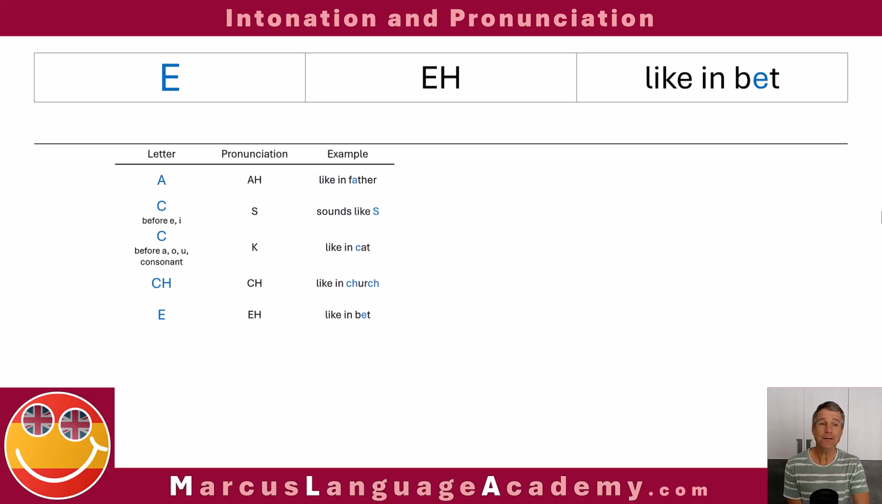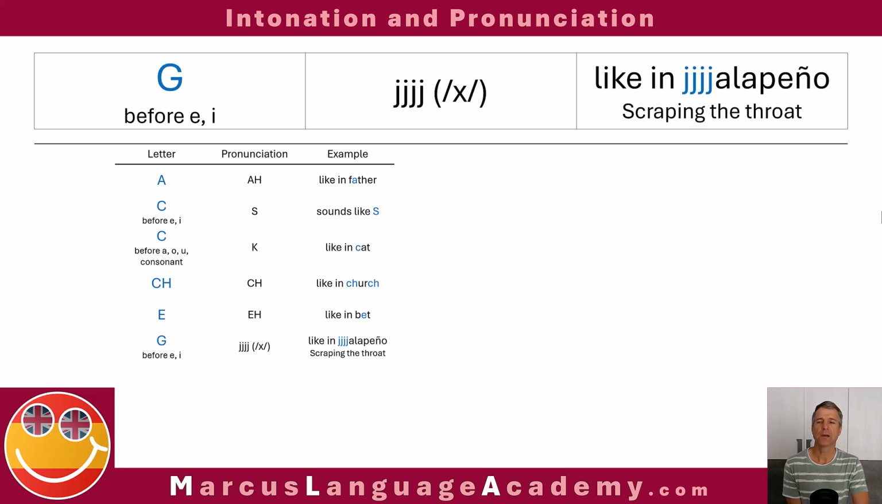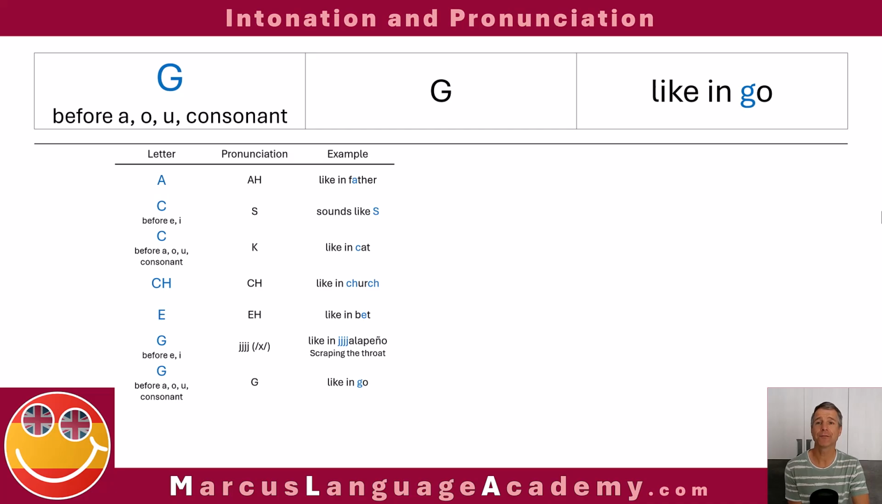The E, it's E, like in bed. The G before E and I sounds like the J in jalapeño. You are scraping the throat. A little bit different, but you know it already from jalapeño. Okay. But if you have the G before an A, O, U or consonant, it's like in go, like the English go sound.